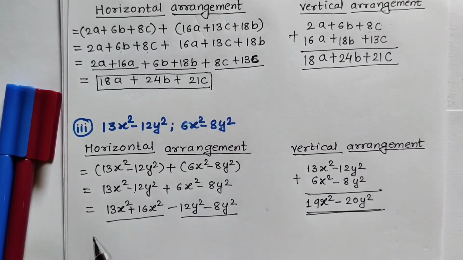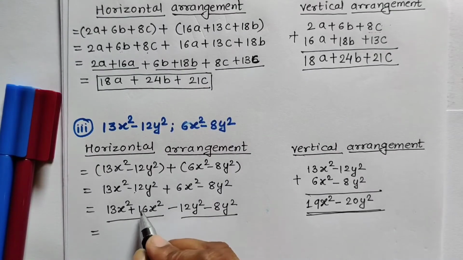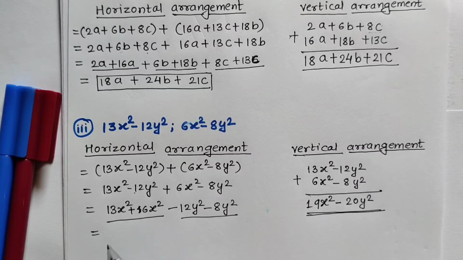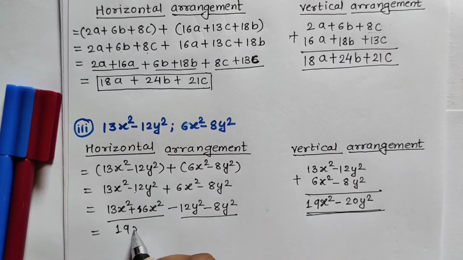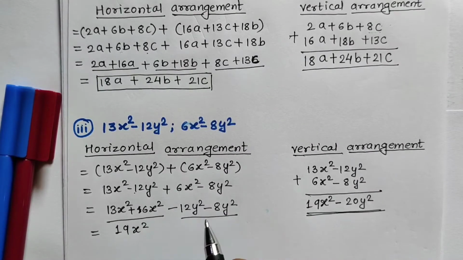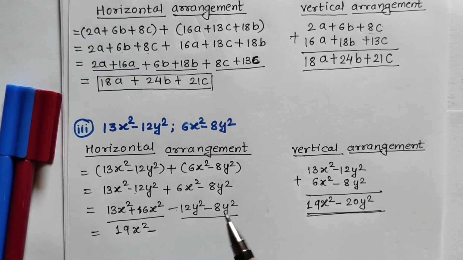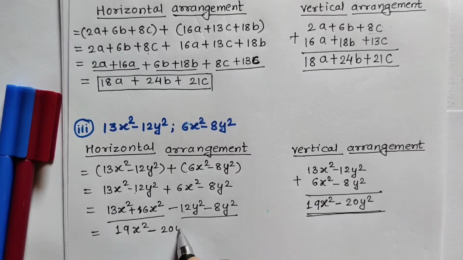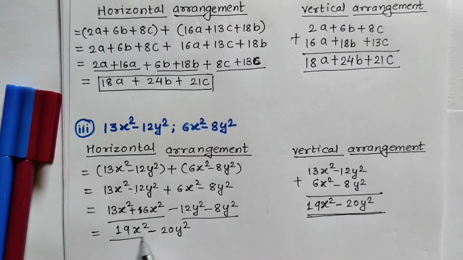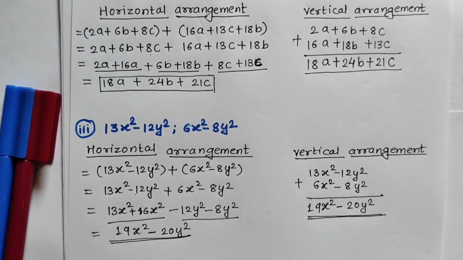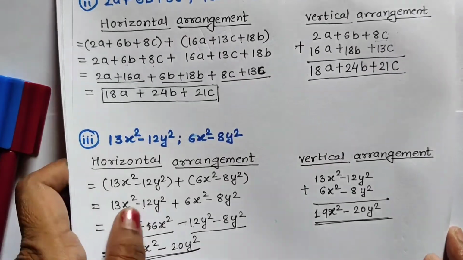Underline them. Plus 13 plus, it is not 16, it is only 6. Plus 13 plus 6 is 19x square. And minus will become plus, but the sign of the bigger number, here we write minus sign. Minus minus becomes plus. 12 plus 8 is 20y square. So in this way we are getting the same answers. Now let us see the next sum.